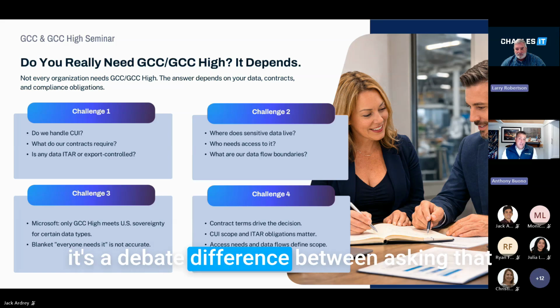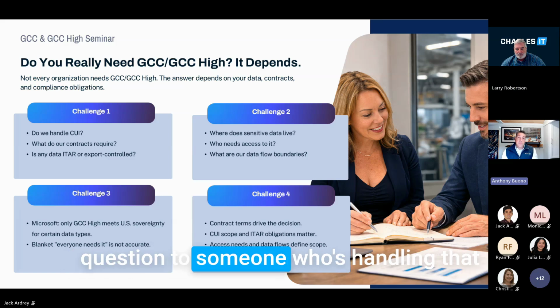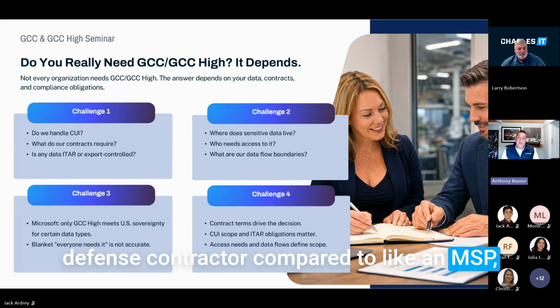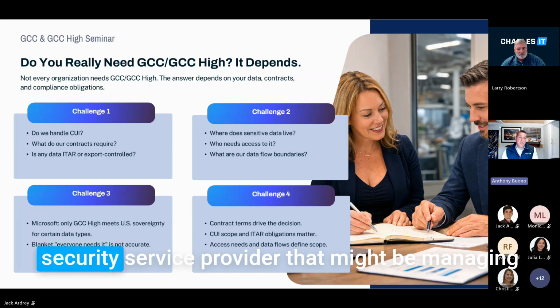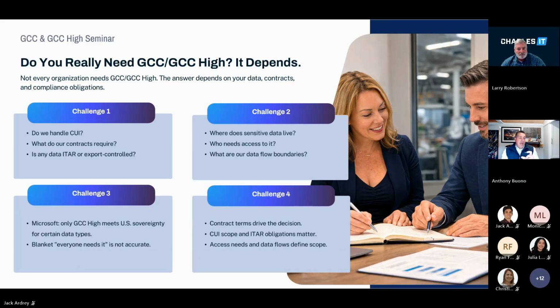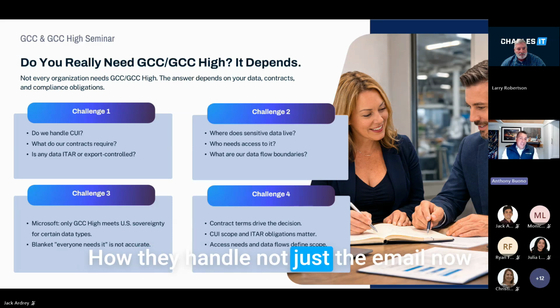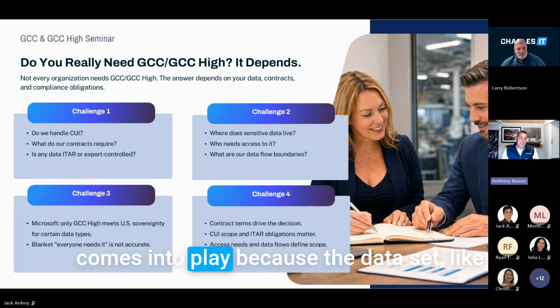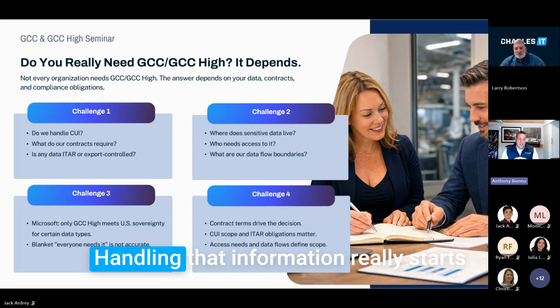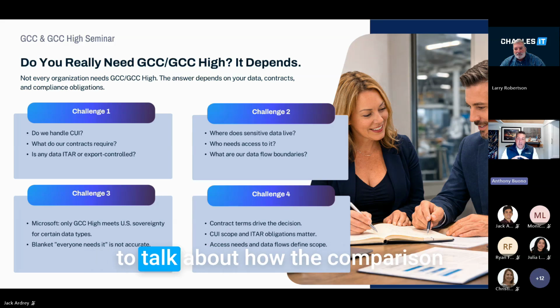It's the big difference between asking that question to someone who's handling that as an IT manager at an organization or a defense contractor, compared to an MSP, a managed service provider, or a managed security service provider that might be managing their emails. How they handle not just the email now comes into play, because the data set, like I described earlier, the CUI and ITAR data, comes into play: how do you handle it? Handling that information really starts to talk about the comparison between what you need to do.